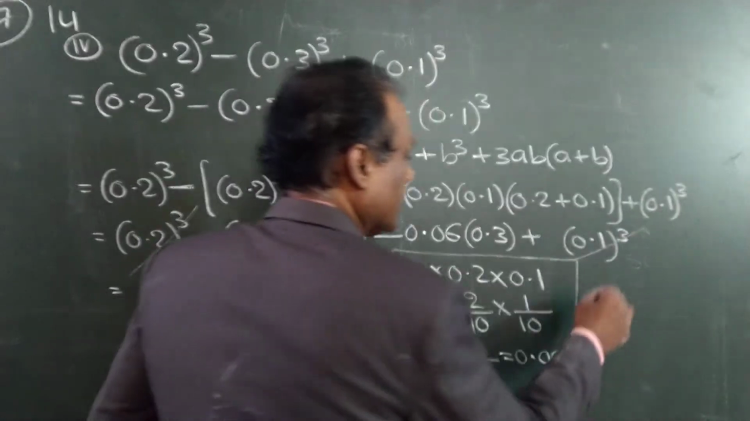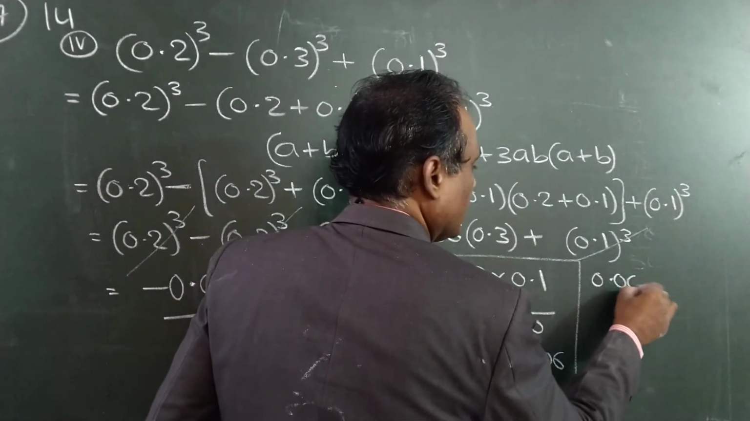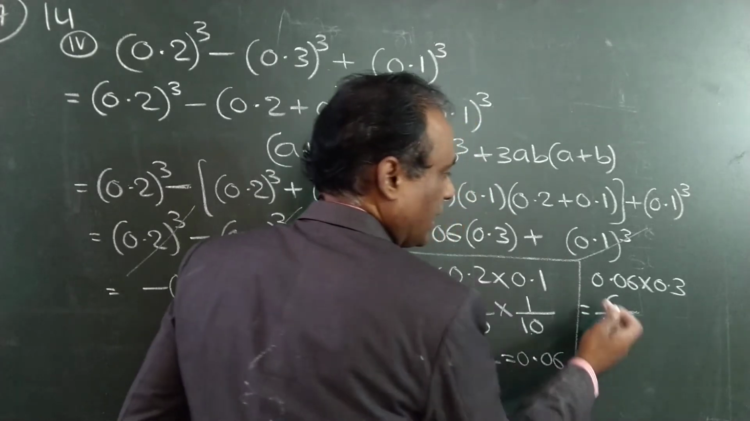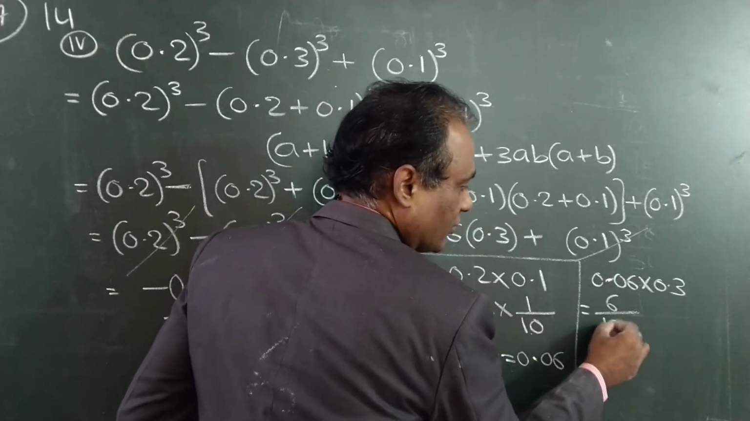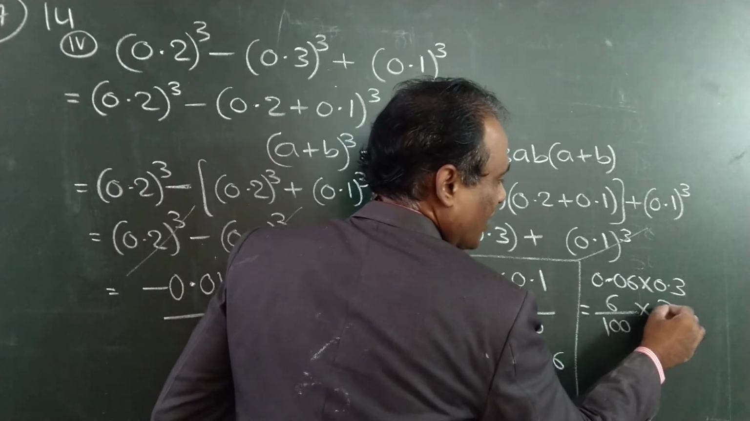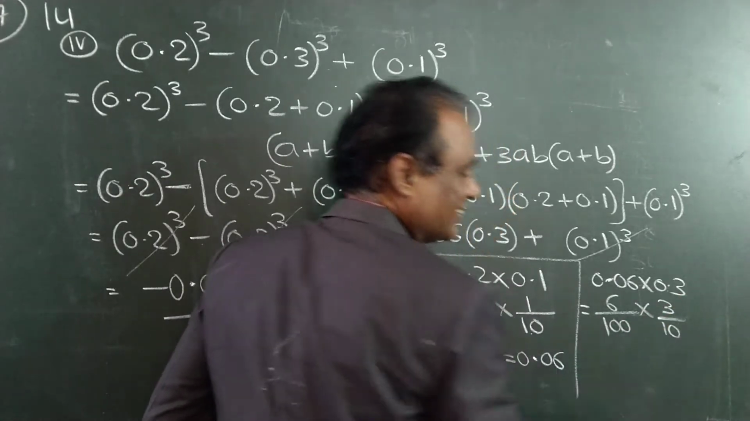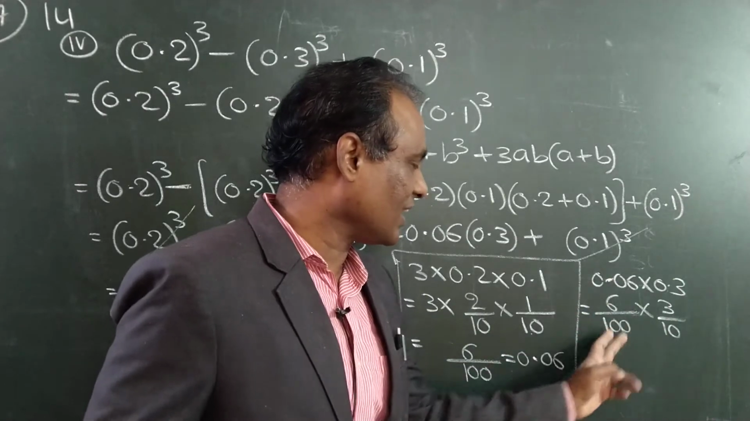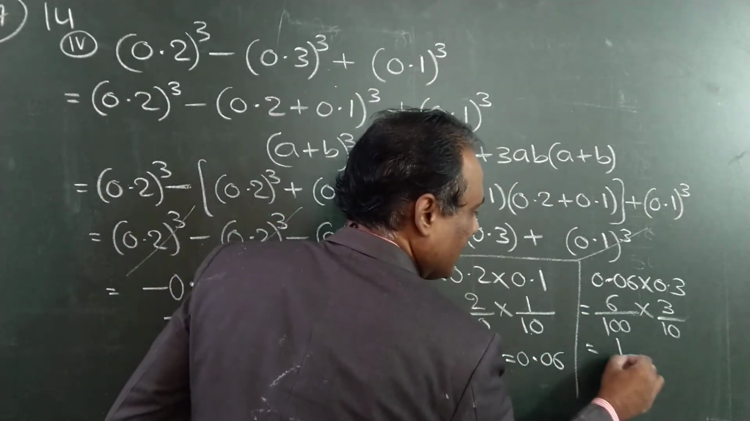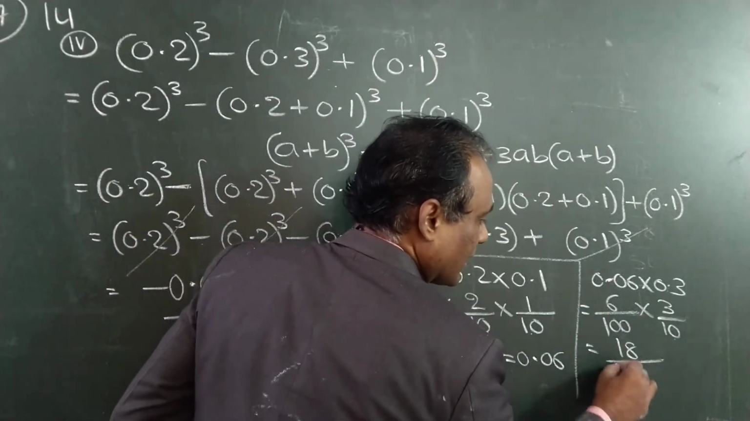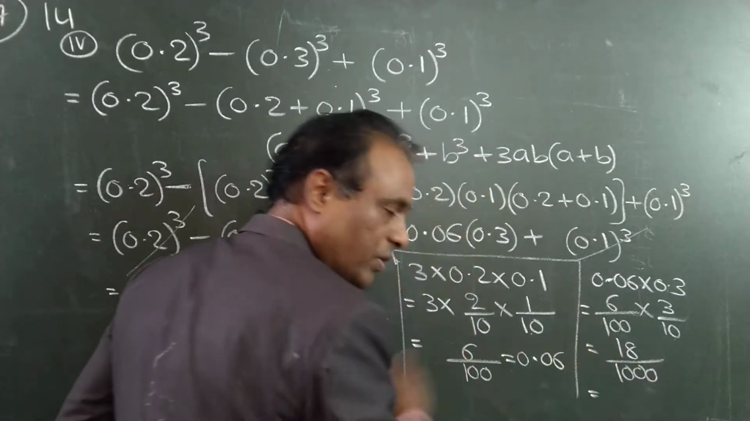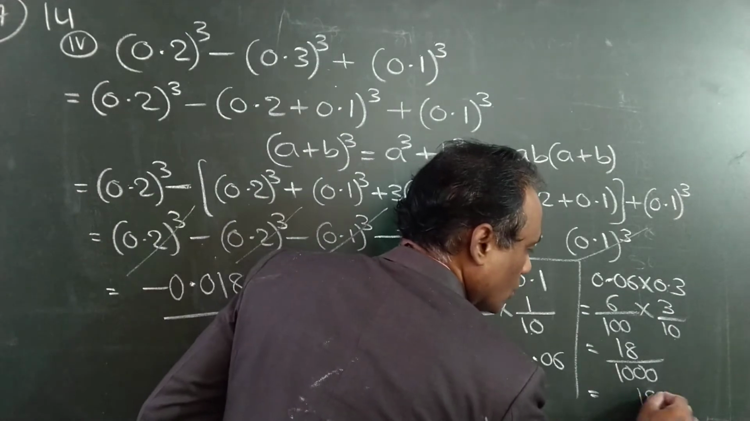Multiplying these two, see here, 0.06 into 0.3. If you remove the decimal, 6 by, after the decimal 2 digits, 100. After the decimal 1 digit, 10. 6 3s are 18 by 10 into 100, 1000. 3 zeros, if you are removing, the decimal should be kept before 3 digits. So 0.018.